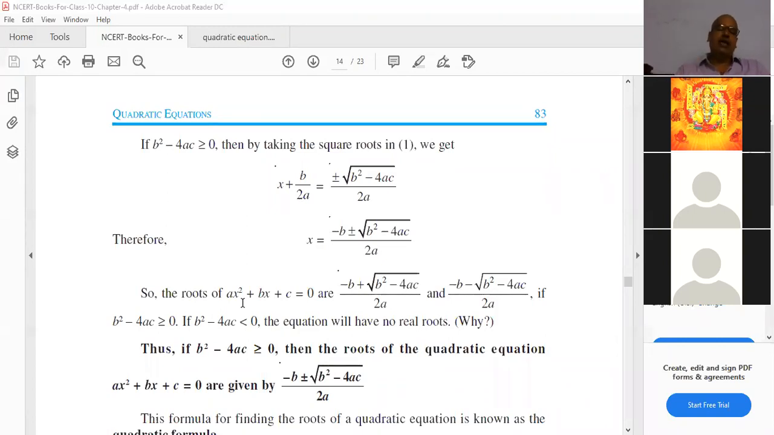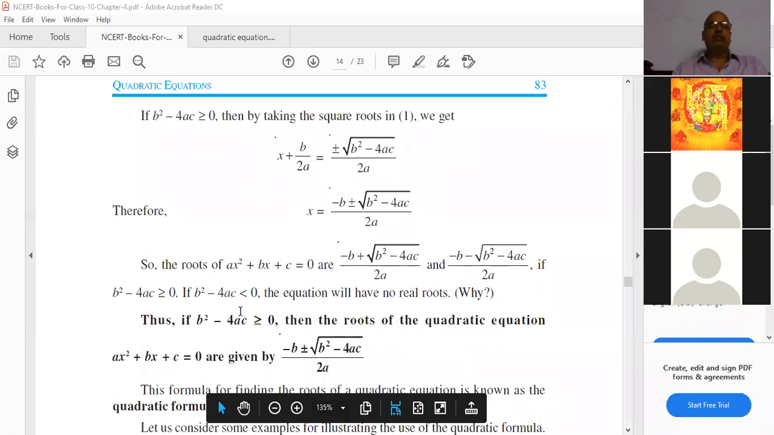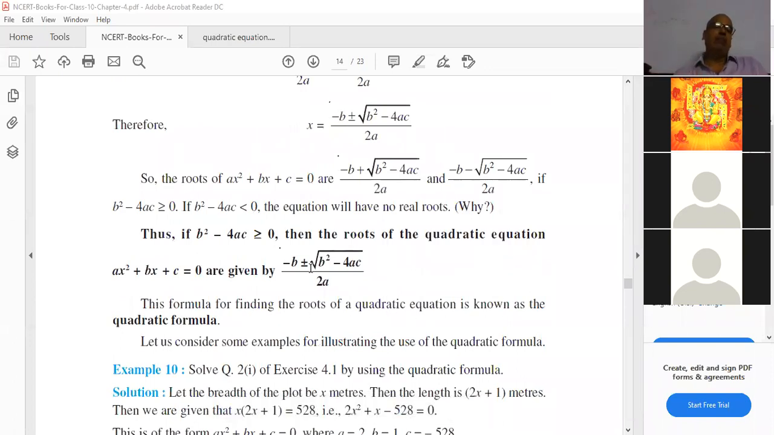And now he is telling the conditions down. If b square minus 4ac is greater than or equal to 0, the equation has real roots. If b square minus 4ac is less than 0, the equation will have no real roots. And if b square minus 4ac is greater than or equal to 0, then the roots of the quadratic equation are given by minus b plus or minus root b square minus 4ac by 2a. This formula for finding the roots of the quadratic equation is known as the quadratic formula. This is the derivation of the quadratic formula.